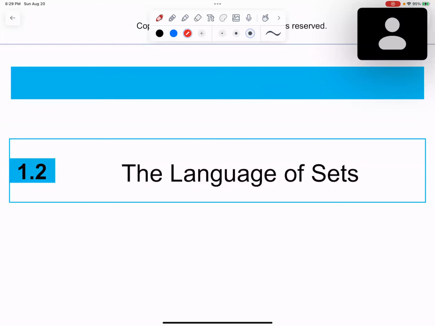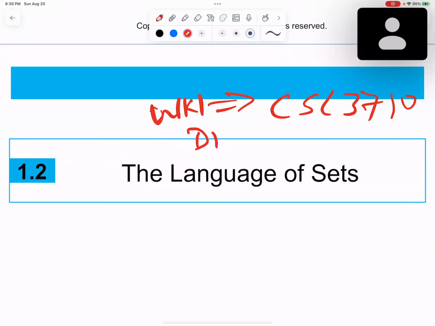Okay, so this is part of our first week, week 1 of our CSC 3710, which is our discrete structures, right? So I'm making a video on part of week 1 and possibly part of week 2.